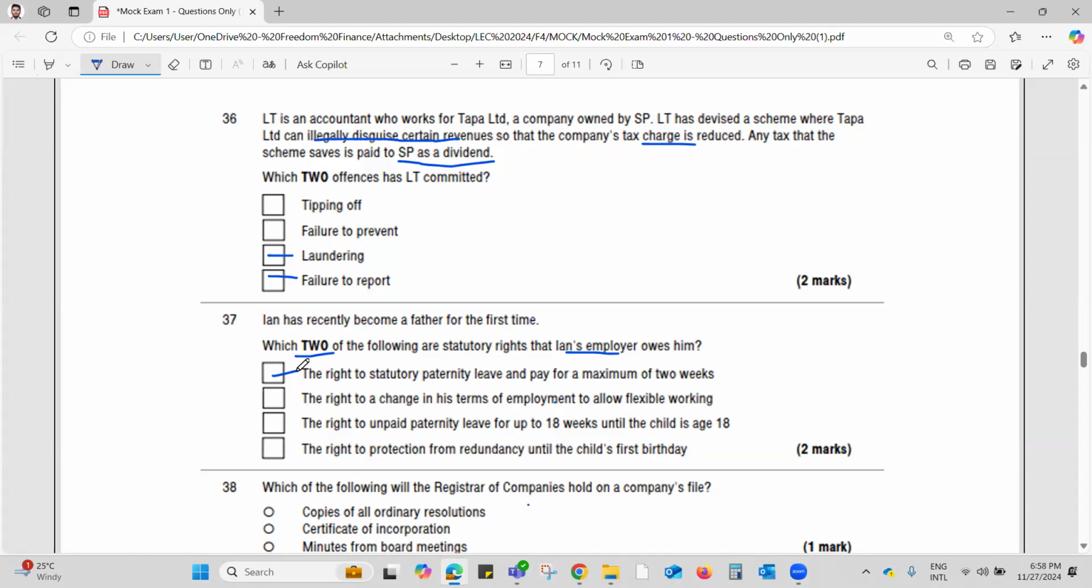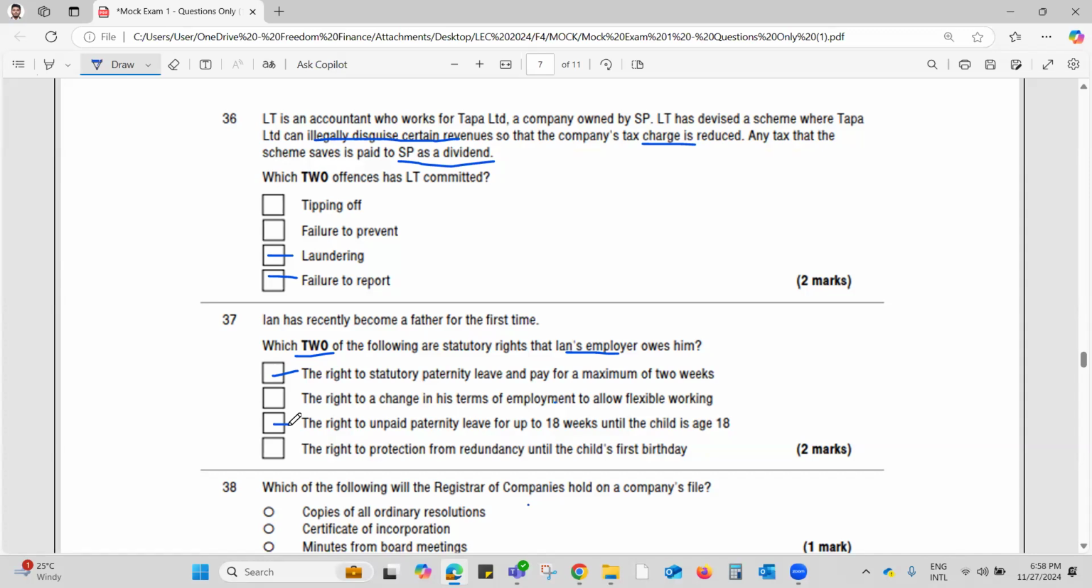Then the right to unpaid parental leave up to 18 weeks until the child's age is 18 should be the answer if the other one is not. The right to protection from redundancy until the child's first birthday. No, the statutory right is you will get a maximum of 2 weeks and you will get unpaid leave for 18 weeks until the child becomes 18.